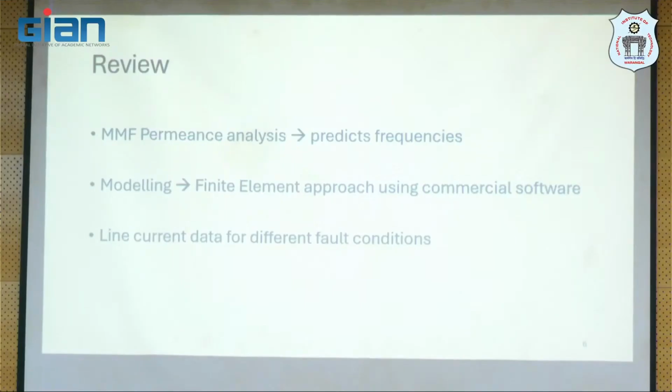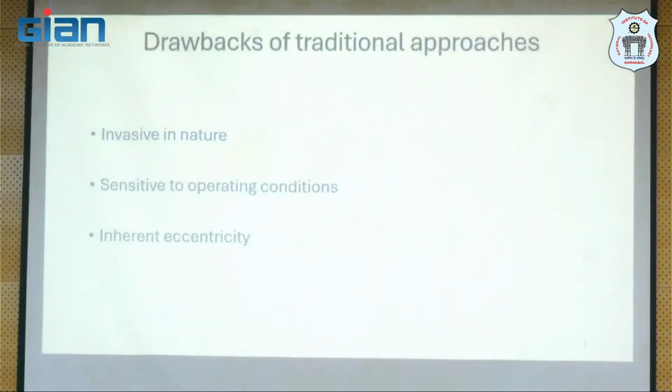So everything looks good. So what is the drawback in the approaches that I presented? Invasive approaches, of course, the main problem is they are invasive in nature. That means building a machine with sensors is going to be a little more challenging, and can be more expensive as well.